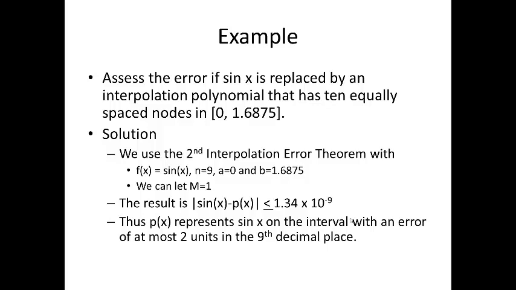So therefore the interpolation polynomial that has 10 equally spaced nodes on 0 to 1.6875 approximates sine of x to at least 8 decimal digits of accuracy. In fact, a careful check on a computer usually reveals that the polynomial is accurate to even more decimal places. So let's take a look at the final third and fourth interpolation error theorems.